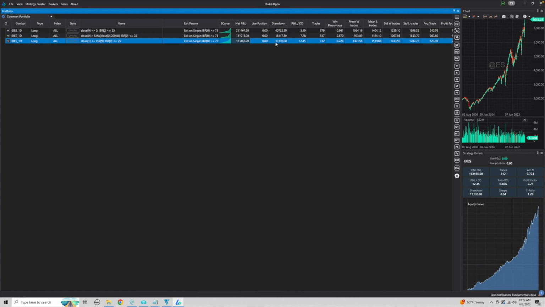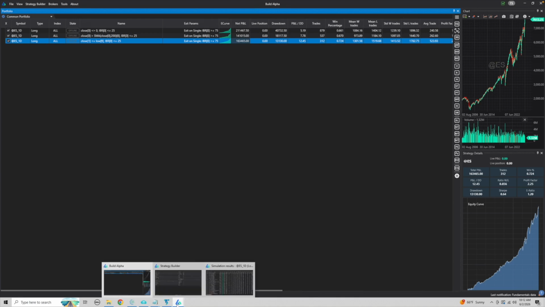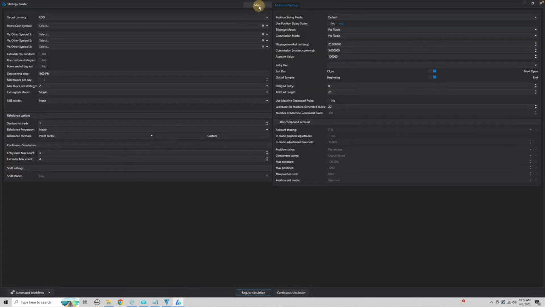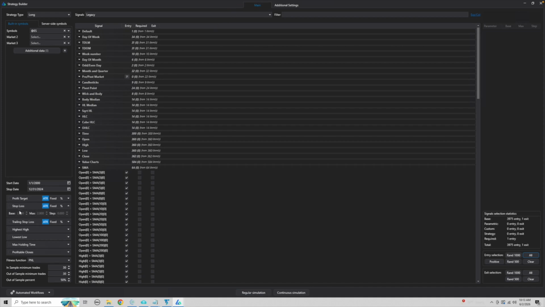Of course, we're not done yet. One more thing to do: who wants to trade without a stop loss? So what we're going to do is close these results here, go back to the main window, and actually enable the stop loss. And the stop loss is enabled here. We're going to go from an ATR stop of 2 all the way up to, let's make it 5, in steps of 1. So that'll test 2, 3, 4, and 5 ATR stops.